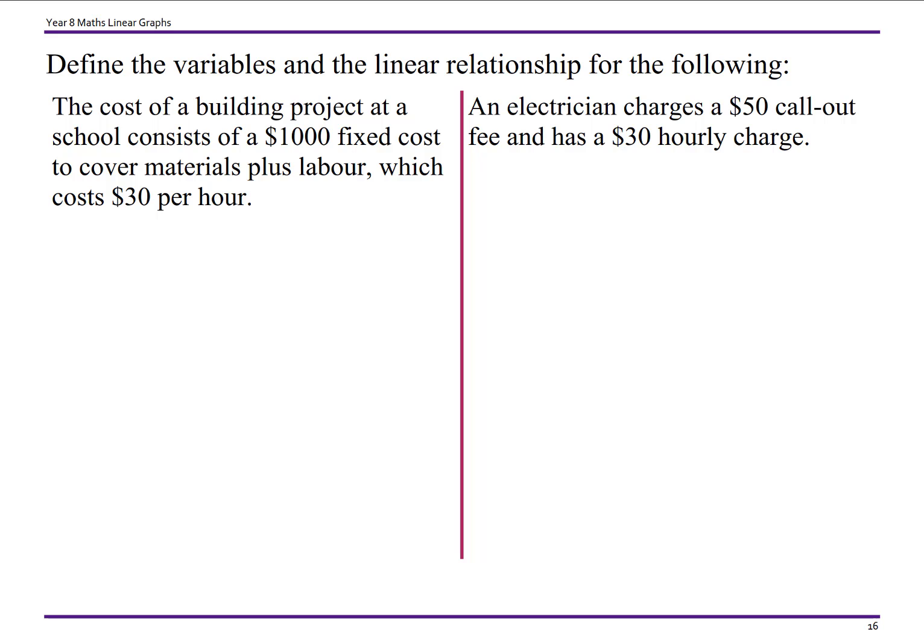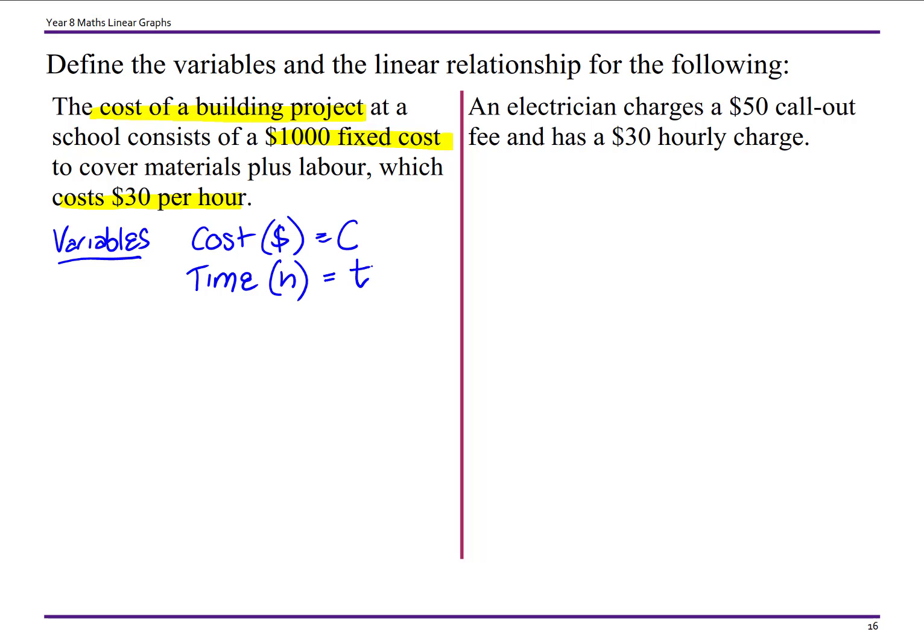Okay, define the variables in the linear relationship with the following. The cost of a building project at a school consists of a $1,000 fixed cost to cover the materials plus labour, and that's $30 per hour. So our variables, we're going to work out our cost. That's going to be in dollars, and let's let that equal C. Now our cost depends on our fixed cost, but then we have a charge per hour. So our cost is going to depend on how many hours. So our other variable is time, which is our number of hours. So let's let that equal T.